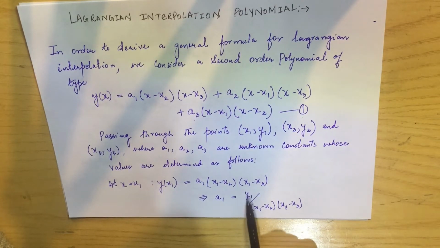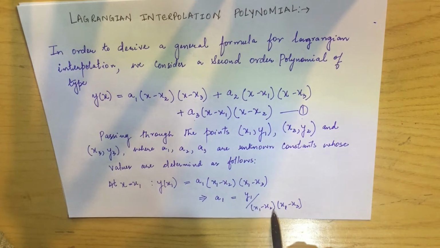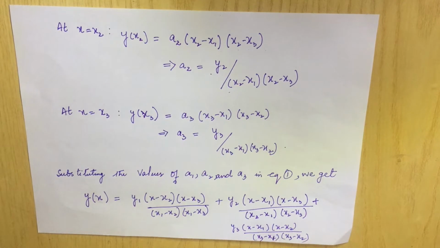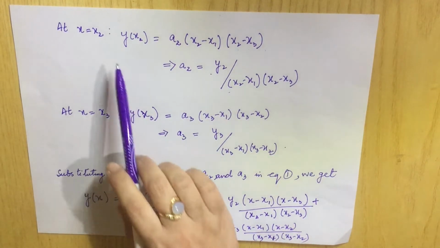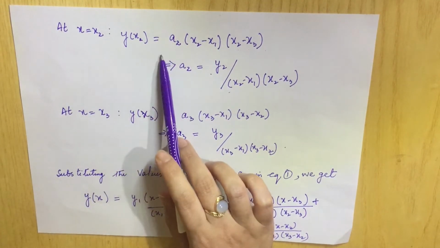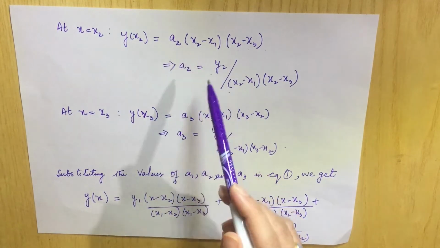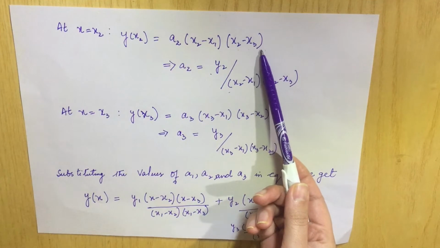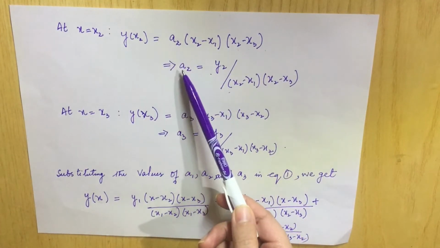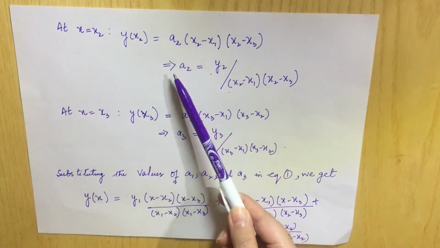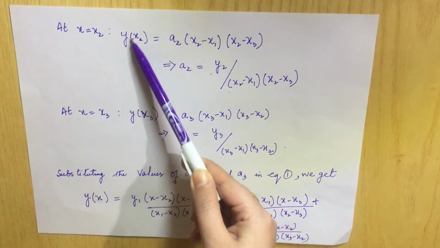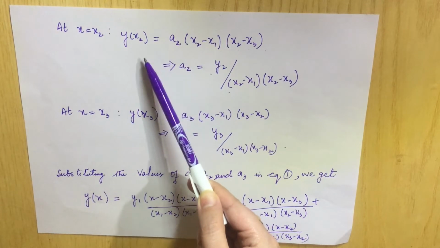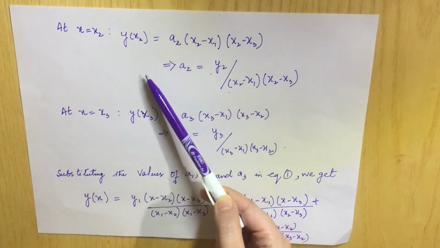So a1 will be equal to y1 divided by x1 minus x2 multiplied by x1 minus x3. Similarly, at x is equal to x2, y of x2 will be equivalent to a2 multiplied by x2 minus x1 multiplied by x2 minus x3. So which implies, if we solve this for a2, a2 will be equivalent to y of x2 divided by x2 minus x1 multiplied by x2 minus x3.